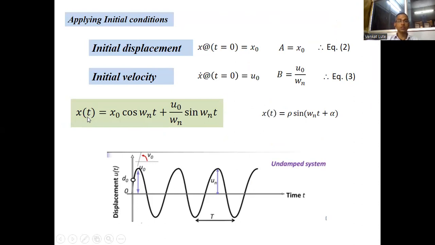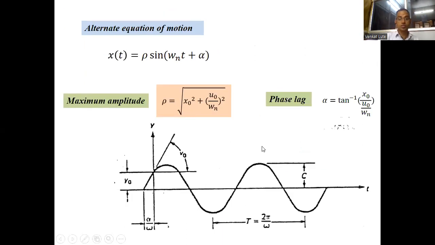By substituting back into the assumed solution, I get this, having two terms, one in cosine and one in sine. I can put it in a single form, which is rho sin of omega n t plus alpha. That is easy to understand as a single function. Here rho is the amplitude of the vibration, which is the maximum amplitude, which is this.